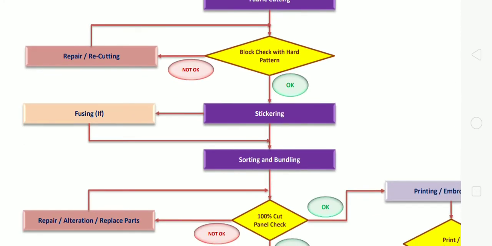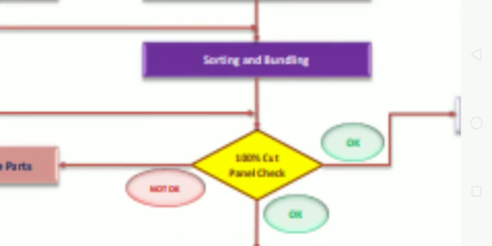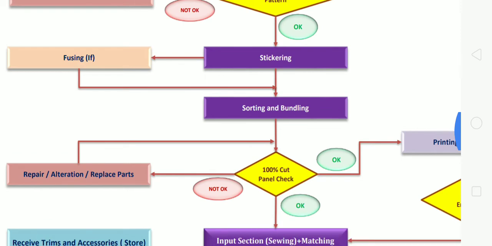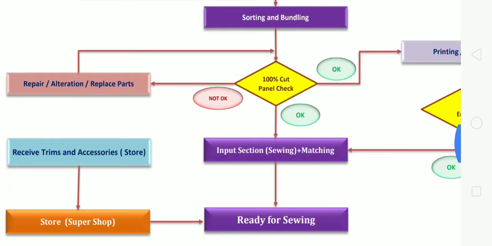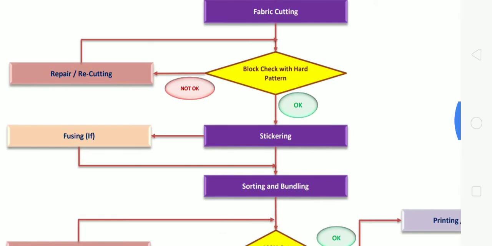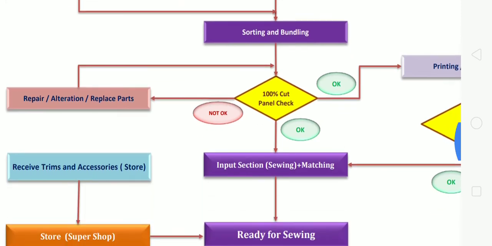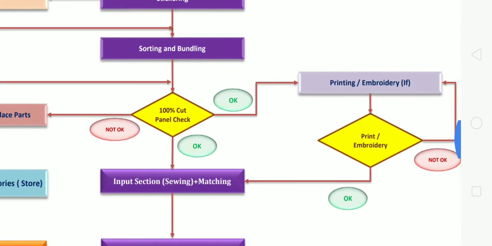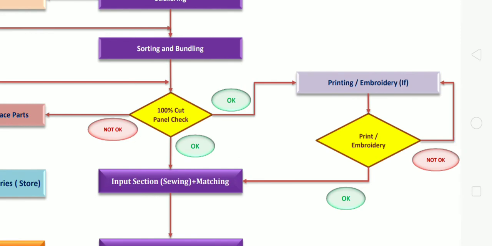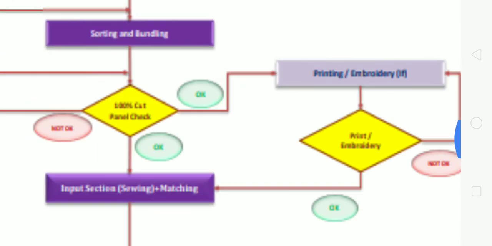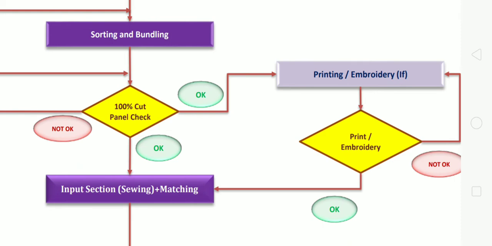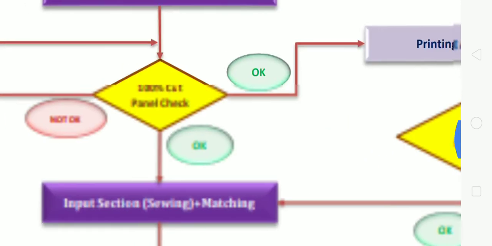If there is fusing, then fusing is done, and then sorting and bundling. After sorting and bundling, there is a 100% cut panel check. If there is print and embroidery embellishment, then it goes to the print and embroidery section. After doing the print and embroidery, it comes back again for cut panel check.